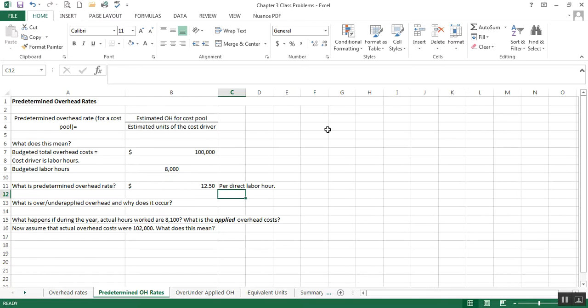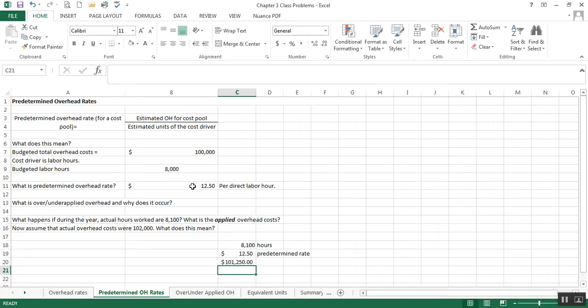So what is over and underapplied overhead, and why does it occur? Well, as I just mentioned, this is based on estimates. During the period, actual labor hours and actual overhead are going to be incurred. Overhead is applied or expensed to the inventory accounts based on the estimated overhead rate times actual hours incurred. Therefore, if we had actual hours of 8,100 hours, and we use our predetermined overhead rate of $12.50, that's our predetermined rate, then our applied overhead, that means what we expense during the period to our inventory accounts, is going to be $101,250. Now assume that the actual overhead costs were $102,000.